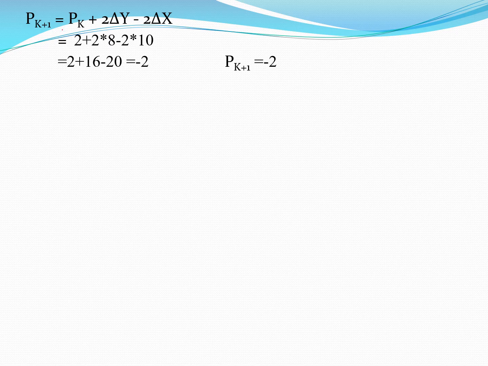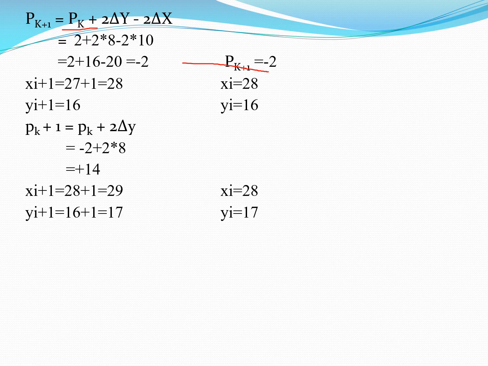So this is positive. Again using the same formula, whatever pk value we are getting, we just insert into the formula. So now we get a negative pk value. So we have to increment the x and y values. x is incremented by 1 and y is what we previously got, we initialize that value. So 27 plus 1 is 28, and y is the same as previous, that is 16. We continue with 16 for y. Now pk is negative. So what formula are we using? pk plus 2 delta of y. So minus 2 plus 2 into delta, which means 8. What do we get? That is 14.